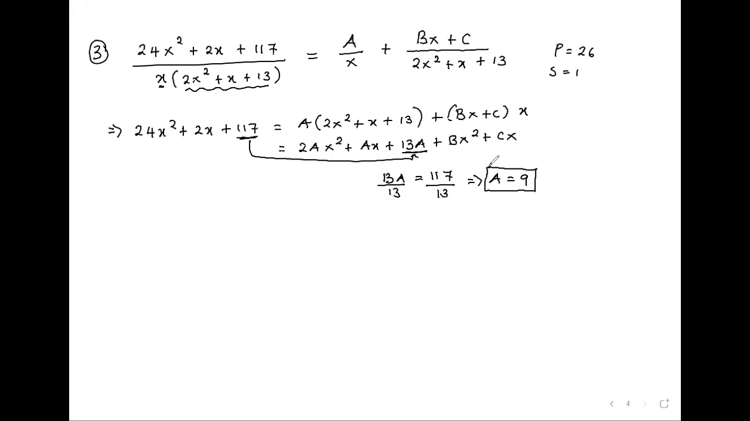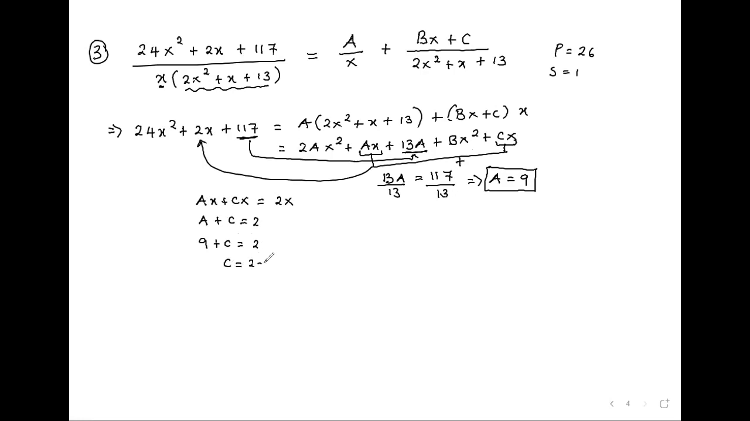Next, we want these with x. These with x plus this, these to be equal to the coefficient of x this side. So say ax plus cx should be equal to 2x. This simply means a plus c should be equal to 2. But because we know a is 9, we have 9 plus c is equal to 2. So c is 2 minus 9, which is equal to -7. So c is -7.